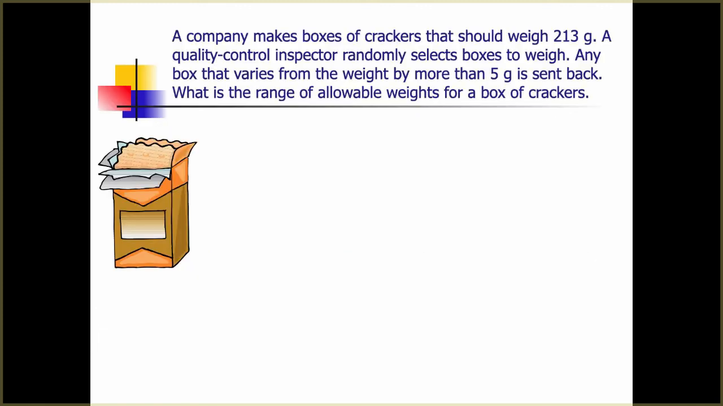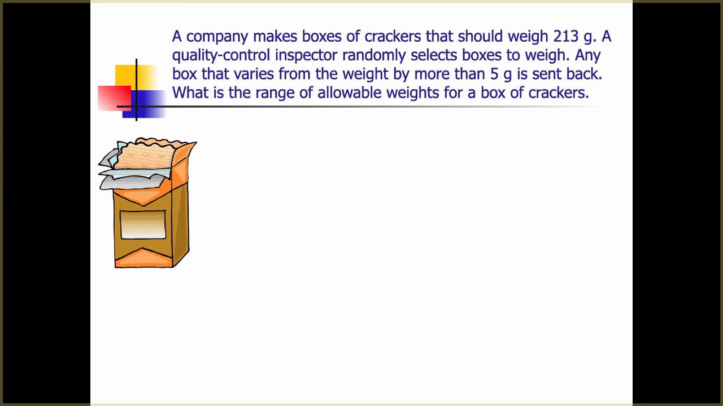So that same idea holds for word problems. It says a company makes boxes of crackers that should weigh 213 grams. A quality control inspector randomly selects boxes to weigh. Any box that varies from the weight by more than 5 grams is sent back. What is the range of allowable weights? So when you're doing these on your homework today too, we are doing absolute values. You need to give me an absolute value inequality and then solve it.